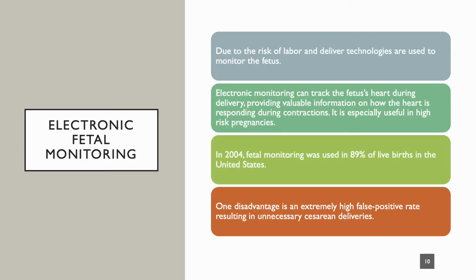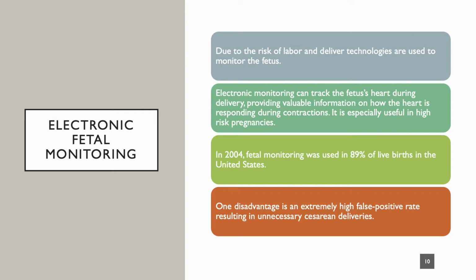We tend to do electronic fetal monitoring on many pregnancies now. Due to the risk of labor and delivery, technologies are used to monitor the fetus. One of these is electronic monitoring that can track the fetus's heart during delivery, providing valuable information on how the heart is responding during contractions. It is especially useful in high-risk pregnancies. For the most part, most places use a monitoring belt around the abdomen, and it's detecting the heart rate of the baby. In 2004, fetal monitoring was used in 89% of live births in the United States.